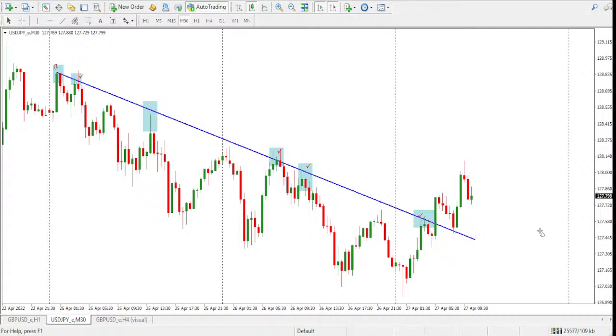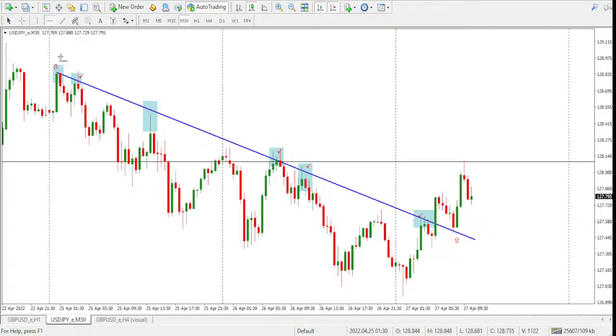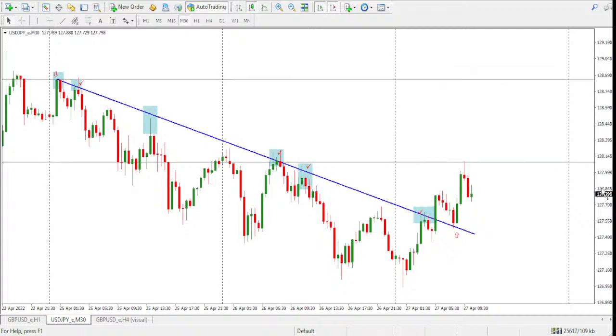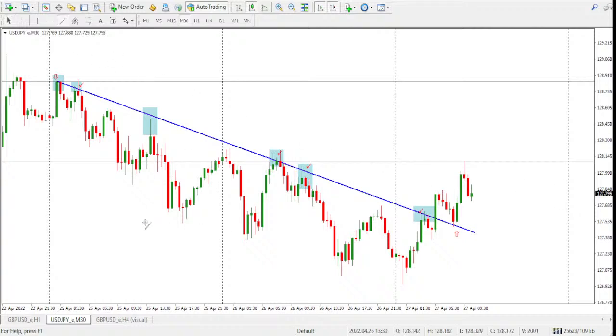So after this touch here, you could have actually taken a buy position, expecting that buy to take us up at least up to this line, this one, that is a resistance. It was touched clearly. Then the next target is this one here. So technically, this is what I'm looking at.